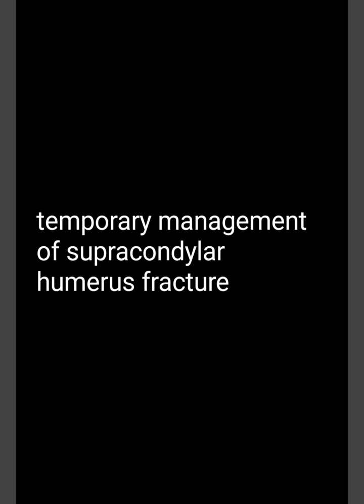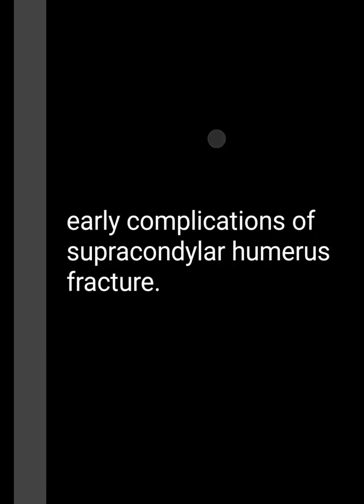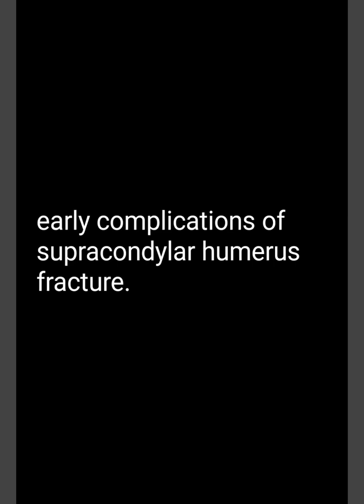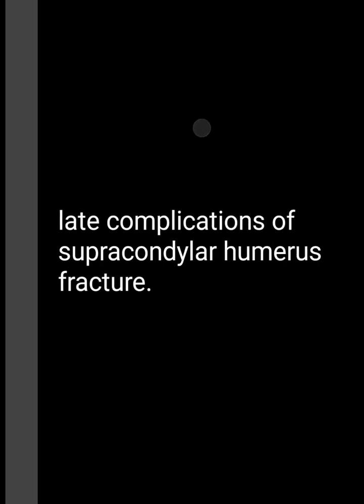Temporary management of supracondylar humerus fracture: 1. Dunlop traction. 2. Baumann angle, to determine adequate fracture reduction. 3. ORIF. Early complications of supracondylar humerus fracture: 1. Brachial artery injury. 2. Compartment syndrome. 3. Volkmann ischemic contracture. 4. Nerve injury: anterior interosseous greater than median greater than radial.